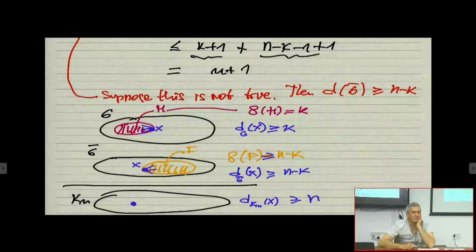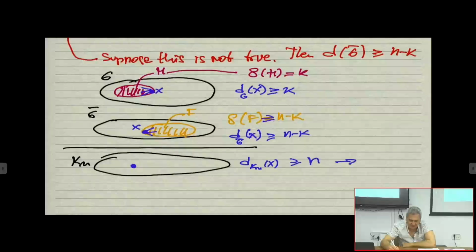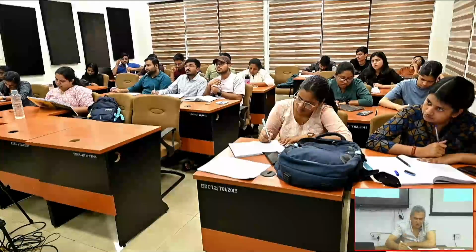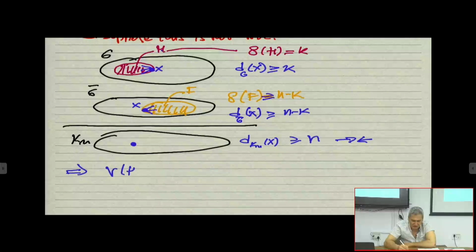Which is not possible because a vertex in a complete graph of order n may have at most n minus 1. Yes, exactly n minus 1, which is a contradiction. Okay, so what do we know now? We know now that H and F are vertex disjoint. So it follows that the vertex sets of H and F have empty intersection, yes?